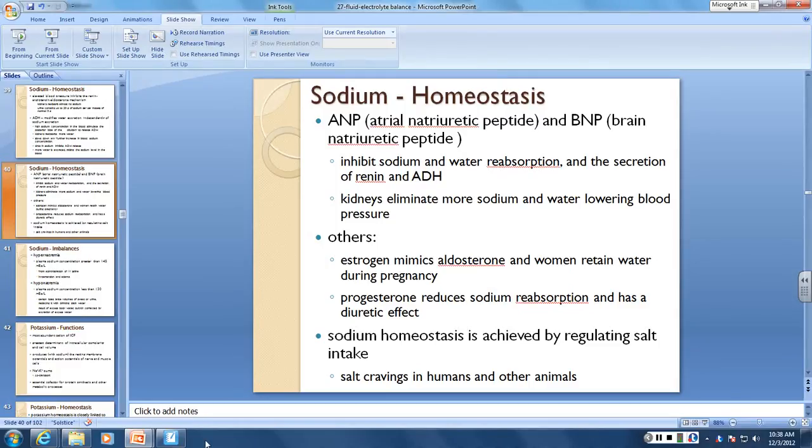K. It has a K from the body. The kidneys releasing potassium.